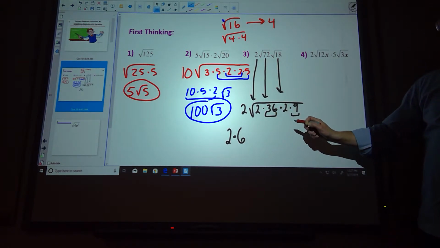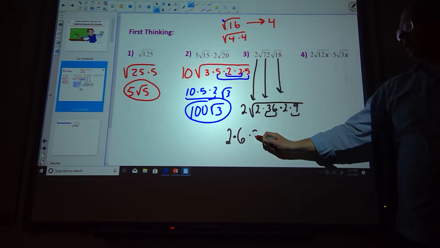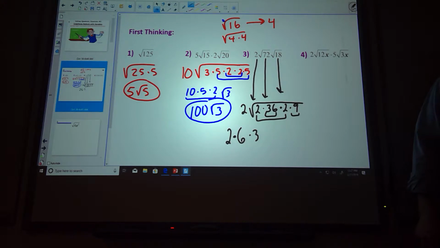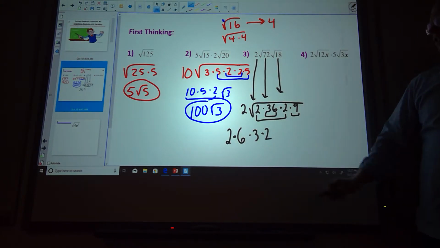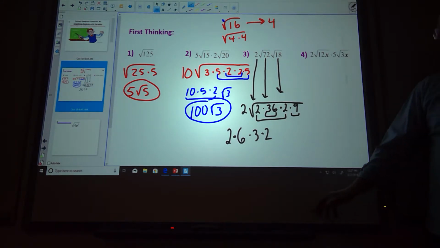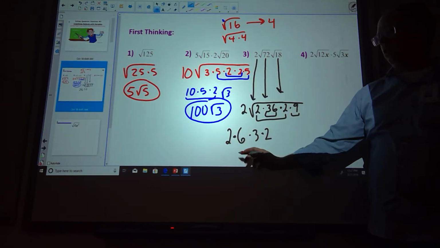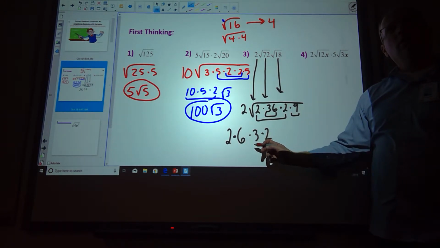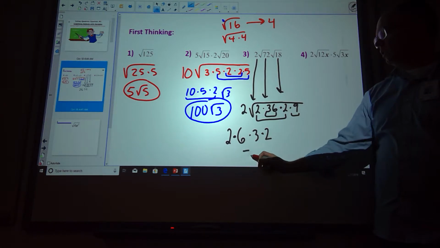Square root of 9 is what? 3. Oh, wait a minute. 2 times 2 is what? 4. What's the square root of 4? 1. Anything left inside? No. Ain't nothing there anymore. Okay, so everything's just outside. So 2 times 6 is 12. 12 times 3 is 36. 36 times 2 is 72.